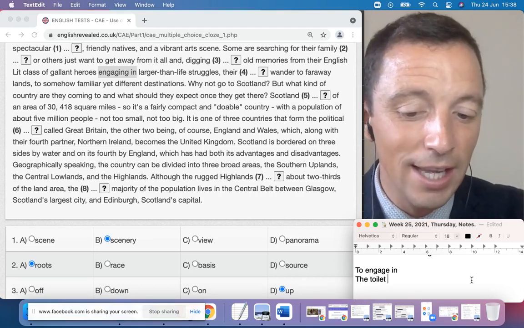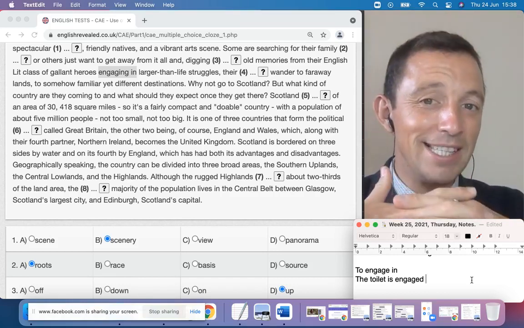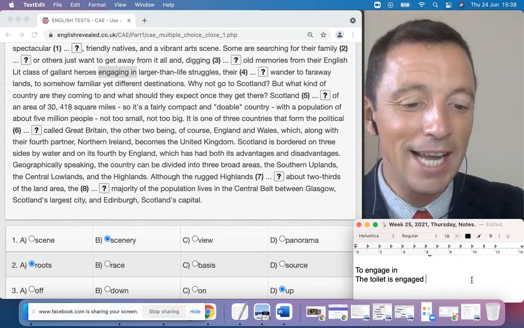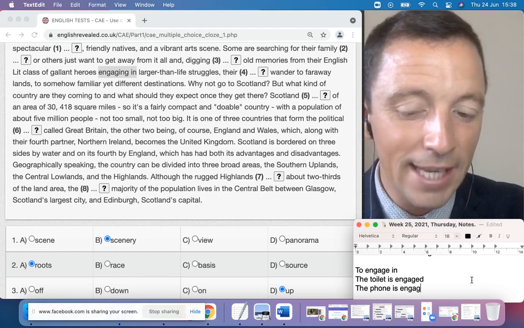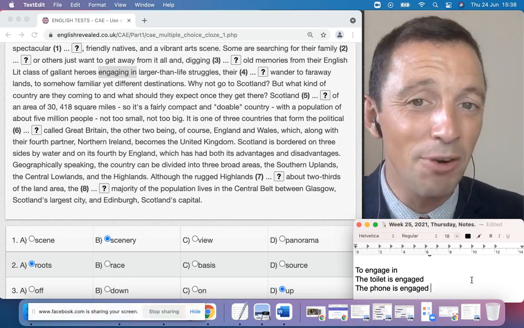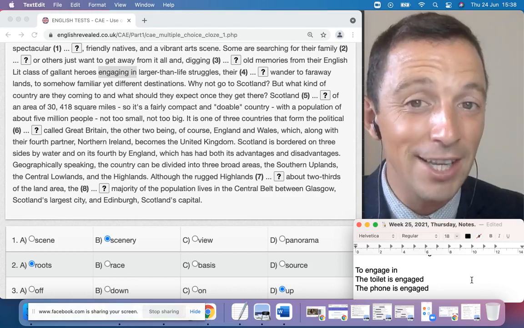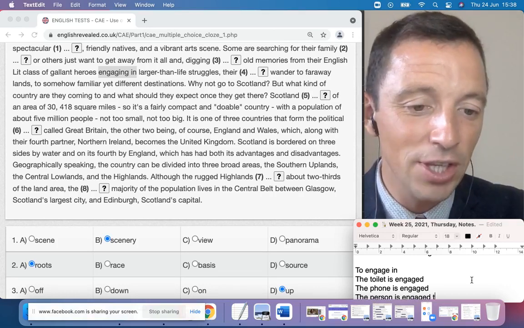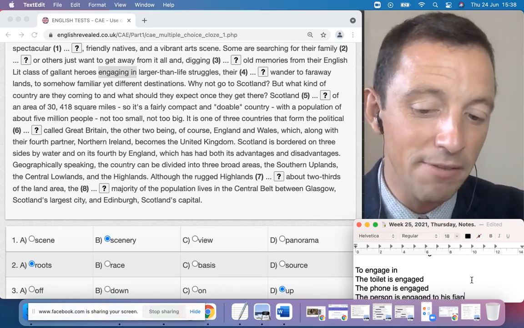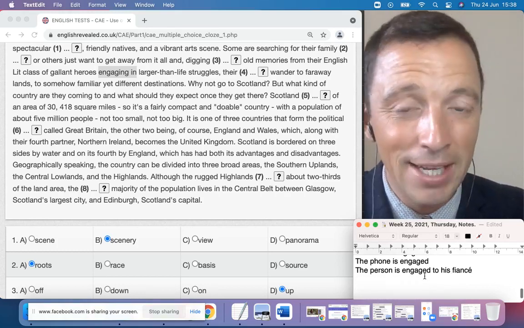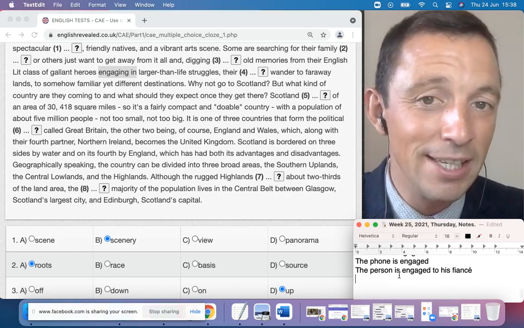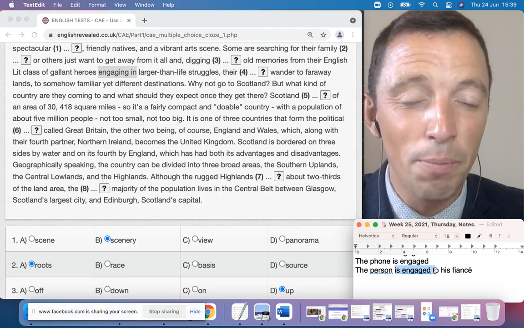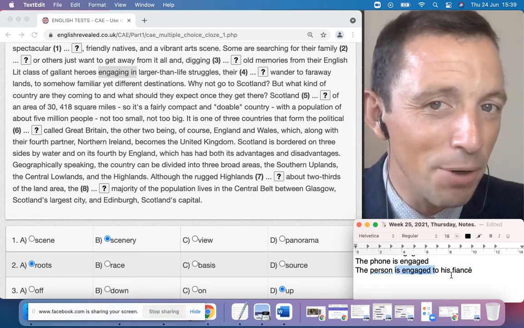You can say the toilet is engaged, and that means somebody is using the bathroom, somebody is using the toilet already, the toilet is engaged. You can say the phone is engaged, and that means somebody is using the telephone already and it's not possible to connect to your friend because the phone is engaged. You can say the person is engaged to his or her, for example, his fiancee, and that means the man or the woman is ready to marry the girl, and the fiancee is feminine, so the person is engaged to promised, algo como prometido in Espanol.